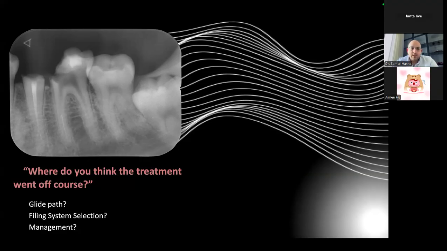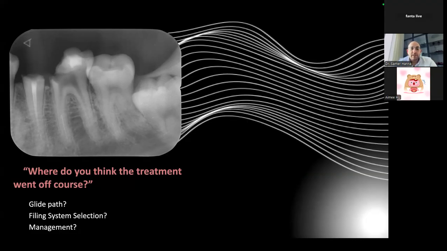So what do you think went wrong here? It looks like he started with a good coronal access, reached the canals, and then introduced the file, and then the GP had a broken instrument. Glide path problem, most probably. He didn't achieve a good glide path, introduced the file too early, and it got bound and it got fractured.